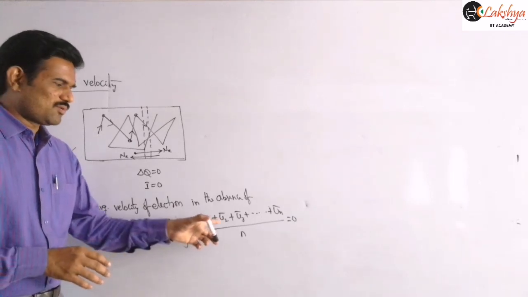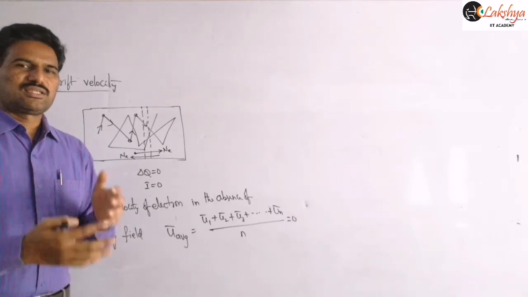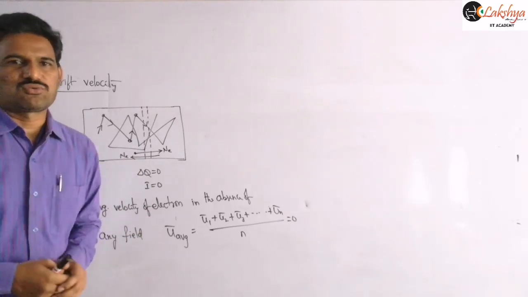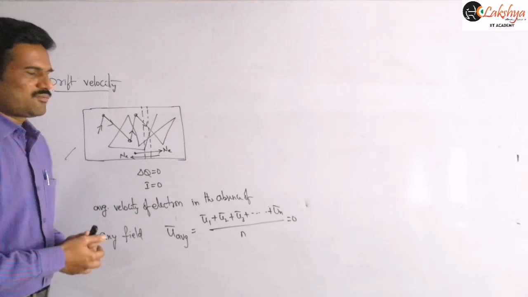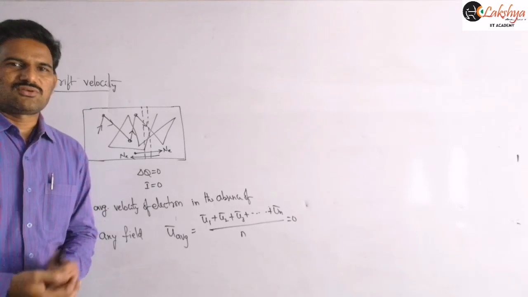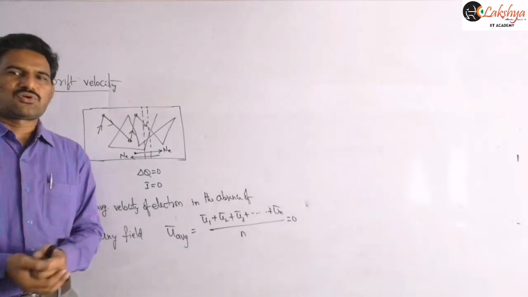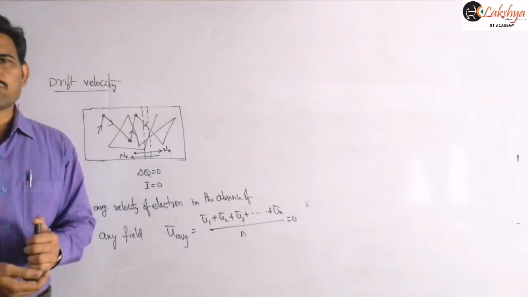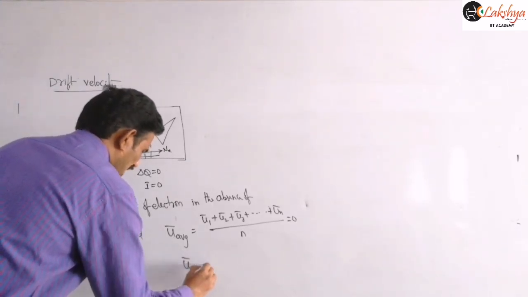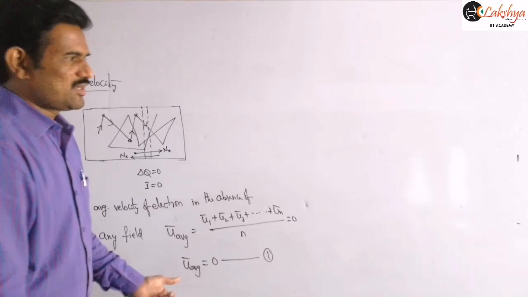Got it? Because they are randomly traveling. That means those velocities u1 bar, u2 bar, u3 bar are randomly oriented such that their average will be 0. For example, if only 2 free electrons are there in the material, and one electron travels from left to right, the other should travel in the opposite direction, so the average velocity of those 2 electrons will be 0. Like that, with a large number of electrons, the average of all will be 0. So this is the u average, the average velocity in the absence of any external field, and I take this as equation 1.